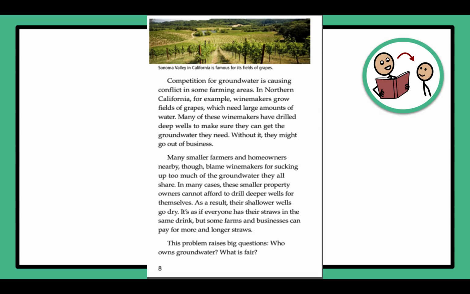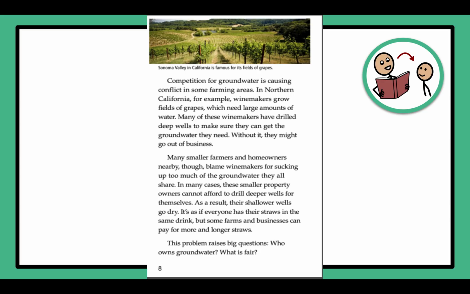Take a look at the picture at the top of page 8. Sonoma Valley in California is famous for its fields of grapes. Competition for groundwater is causing conflict in some farming areas. In Northern California, for example, winemakers grow fields of grapes, which need large amounts of water. Many of these winemakers have drilled deep wells to make sure they can get the groundwater they need. Without it, they might go out of business.